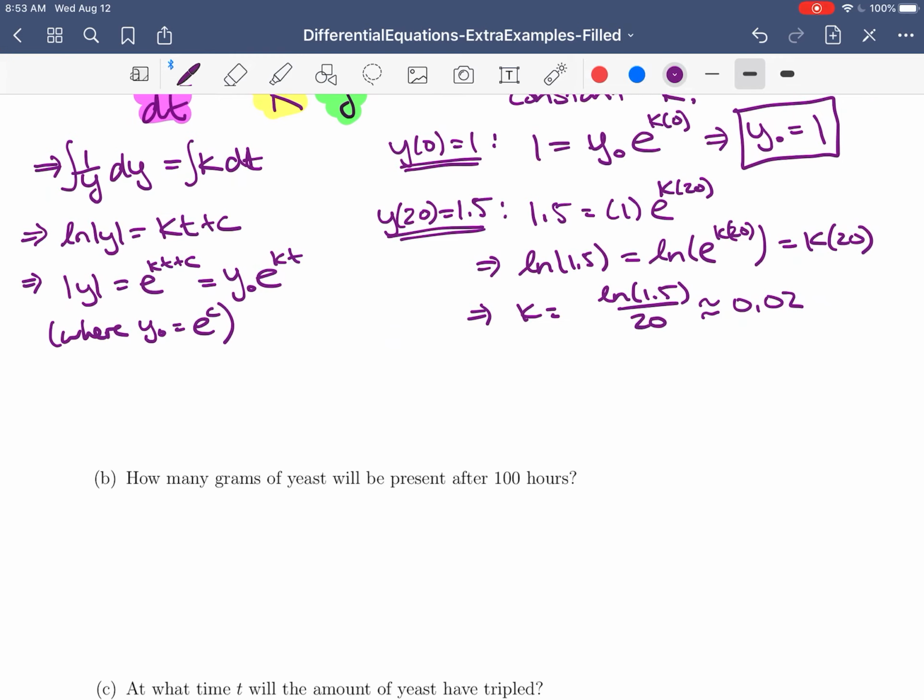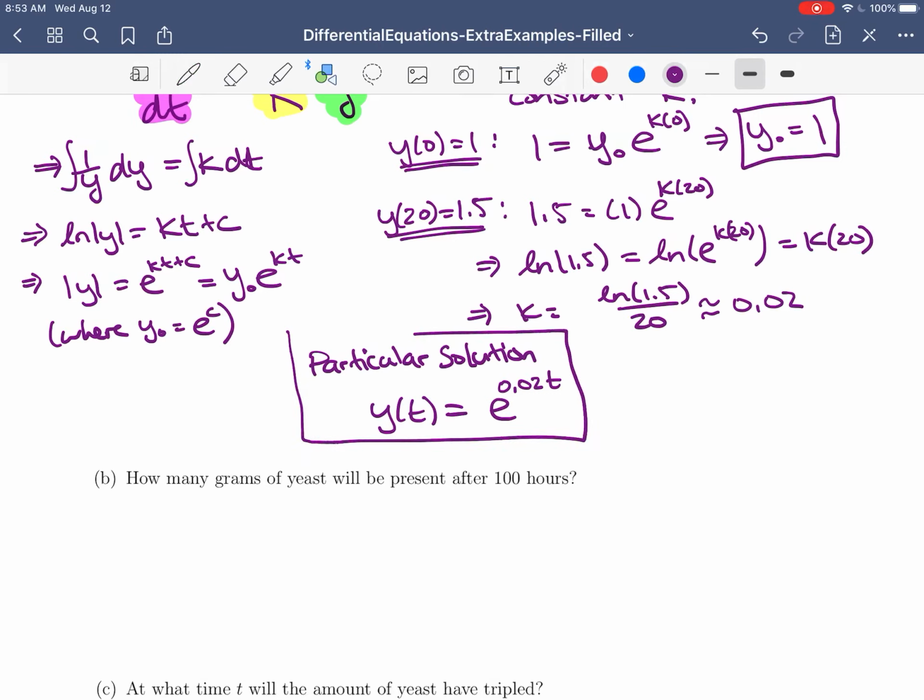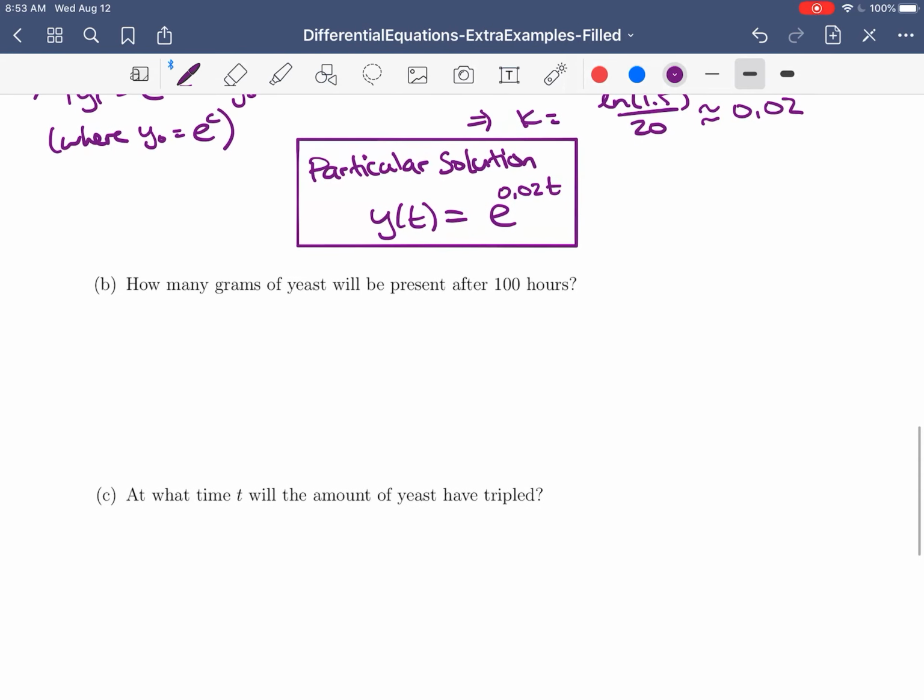Okay, so this means that our particular solution has both of those constants filled in. So the particular solution is y of t is equal to e to, you can use the ln if you want, but I'm just going to use the decimal here. So 0.02 t. So that would be our solution for this yeast. So now we can answer some questions about the yeast.